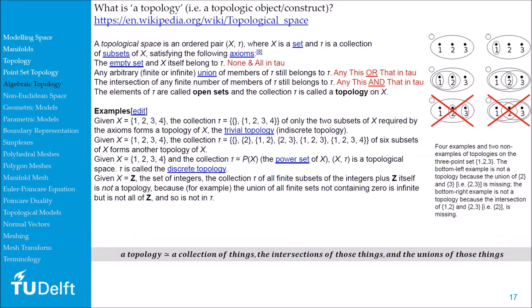But these two collections cannot be topologies. Why? Because the intersection of these two should have been mentioned in the set. That means we have no idea of how they're connected to each other. That is not a topology, because a topology was supposed to help us understand connectivity. And this one cannot be a topology because the union of these two sets is not included in the set. And therefore, again, we don't have an explicit understanding of how these two relate to each other, right?